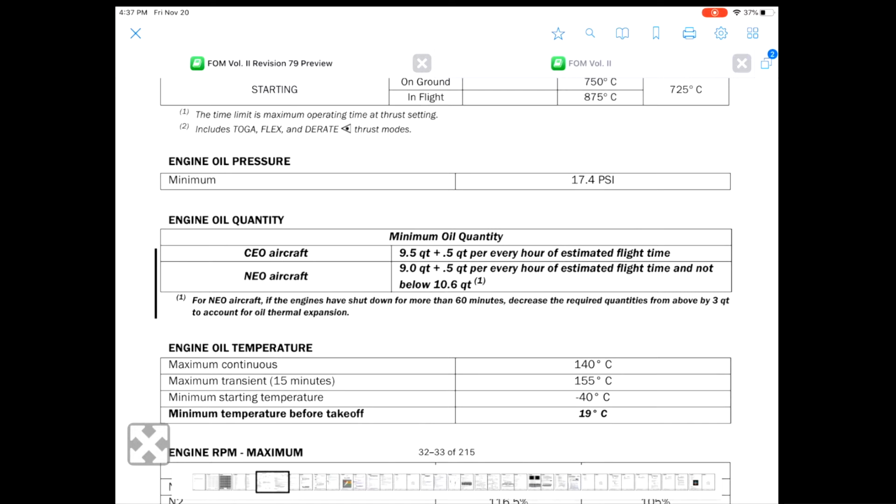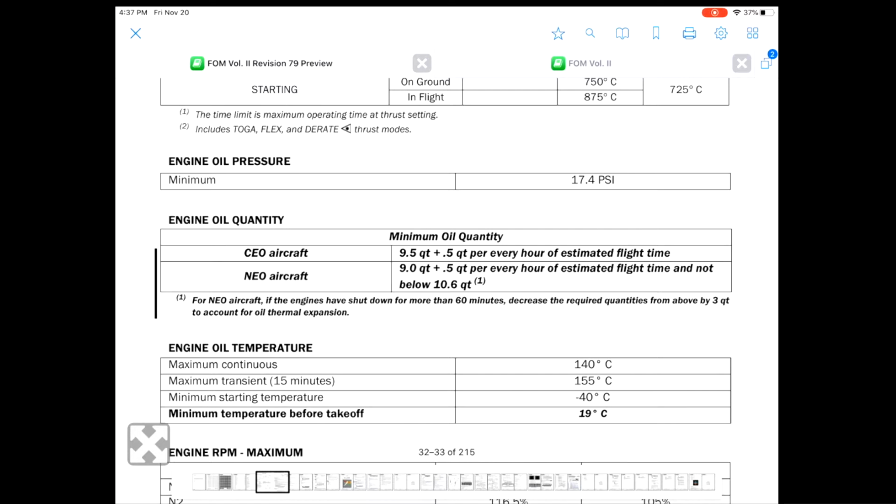Except we have a note. This note at first glance is a little bit confusing. Can you describe what you mean by this? So if the airplane has been shut down for more than 60 minutes, it says I can decrease the required quantities from the above by 3 quarts to account for oil thermal expansion. Does that mean each of those figures you could subtract 3 from if it's met that condition?